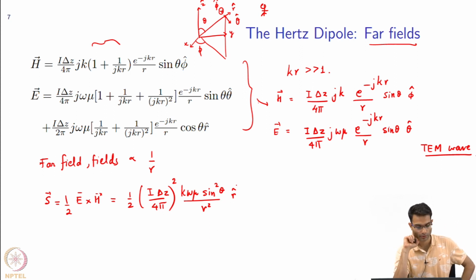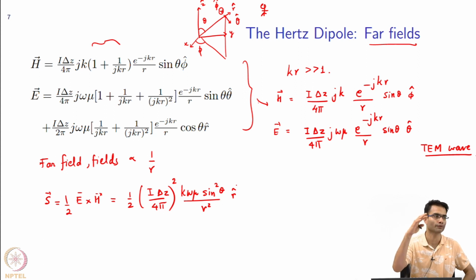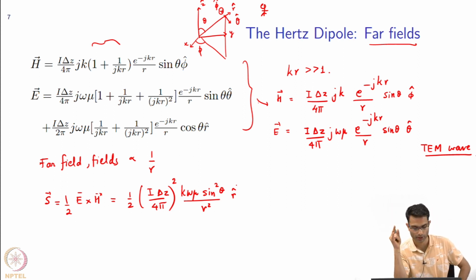Now, I have got a power that is going as 1 by r squared. You should keep this in mind. This I have derived for a Hertz dipole, but this is true for any antenna structure in general. Far away from the antenna, even if you take the mobile base station and go far away from it, you will find the fields coming from it are of this form.